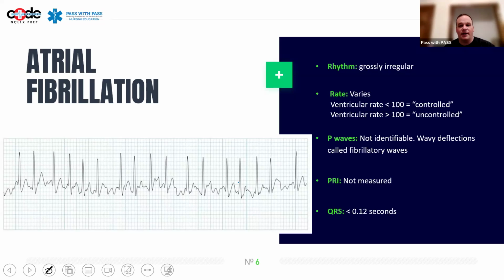So AFib by definition is grossly irregular, or you may have heard it called irregularly irregular, meaning there is no rhyme or reason to the QRS complexes at all. The rate varies. It can be controlled, which means less than 100, or uncontrolled, which means greater than 100. The P waves are not identifiable, right? Another way to say that is they are non-discernible.